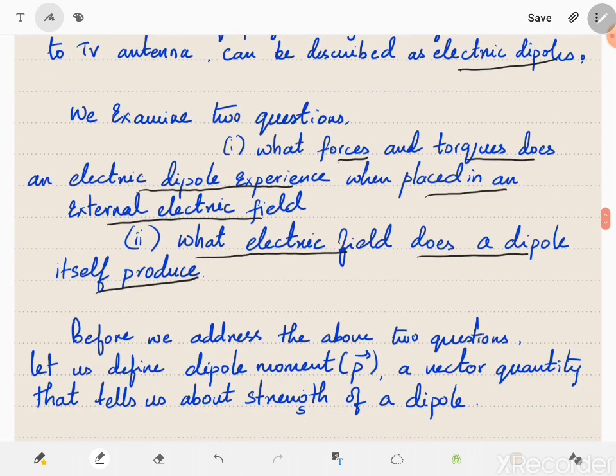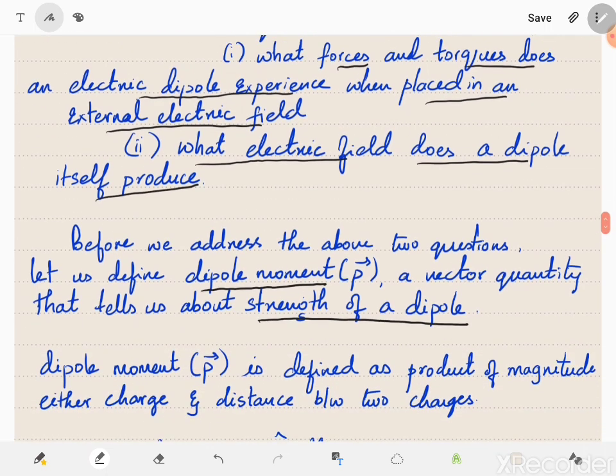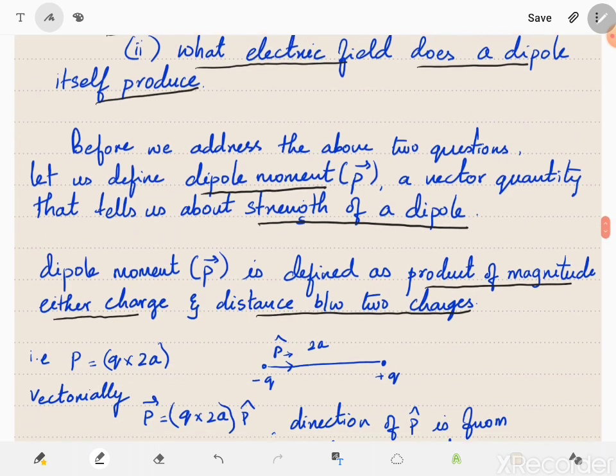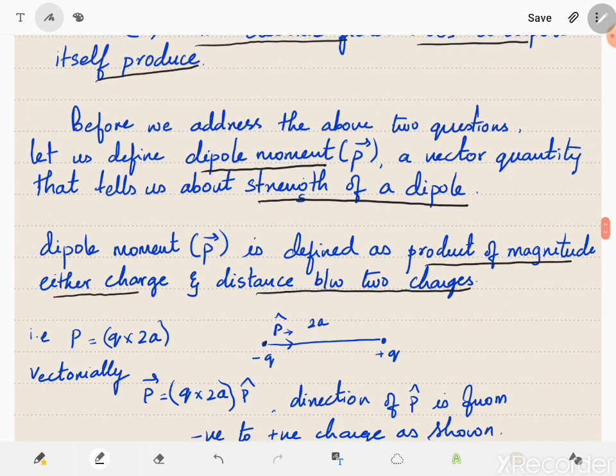Before we address the above two questions, let us define a very important vector quantity called dipole moment, which tells us something about the strength of a dipole. Dipole moment is defined as the product of the magnitude of either charge and the distance between the two charges. We've already seen we have one dipole here which has one negative charge and one positive charge separated by distance 2a.